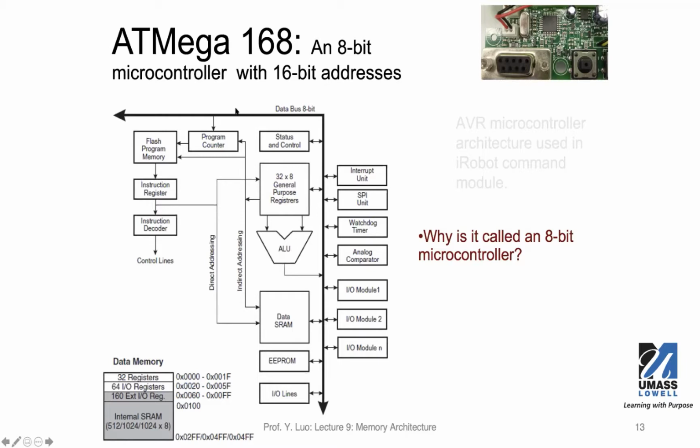This is an 8-bit microcontroller with 16-bit address. 8-bit because the data bus is 8-bit, and also the data width of the registers for the CPU to do computation, they are all 8-bit wide. 16-bit address because, as you can see, the addresses to these memory locations are 16-bit wide. You have 4 hexadecimal digits, starting from 0 to 04FF. It depends on the different processors that you actually use.